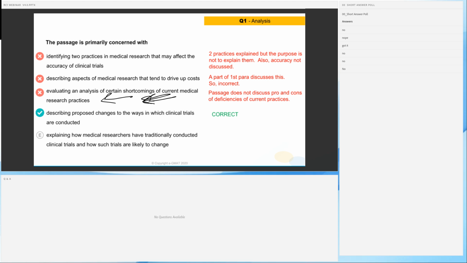Okay. Choice D, which is my correct answer, says describing proposed changes in which clinical trials are conducted. So does it describe certain proposed changes? Yes. To the ways in which clinical trials? Absolutely. So this part is correct. Explaining how medical researchers have traditionally conducted research and how such trials are likely to change. Do we know that these trials are likely to change in this particular way? Do we know that F&M's proposal would be taken up and accepted? Is there a very high likelihood of that? The passage doesn't give us anything about it, right?